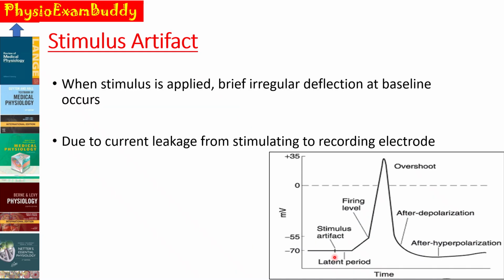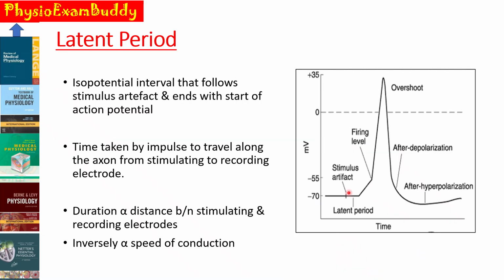And when a stimulus of threshold intensity is applied, you can get a brief irregular deflection at this baseline. And it is basically due to the current leakage from the stimulating electrode to the recording electrode. Followed by this stimulus artifact, you will get a latent period, again an isopotential line.